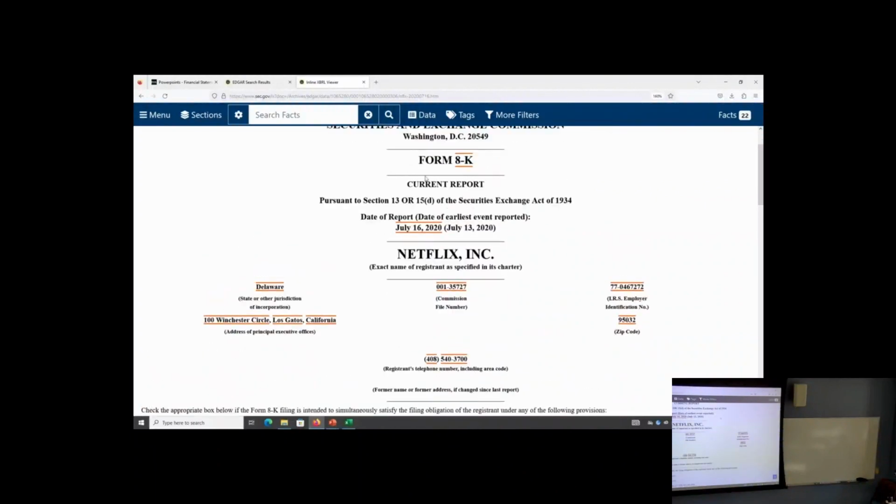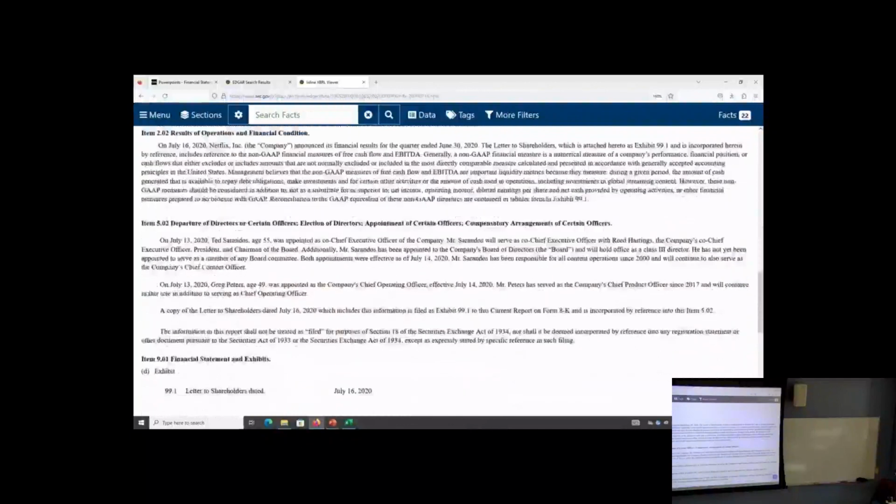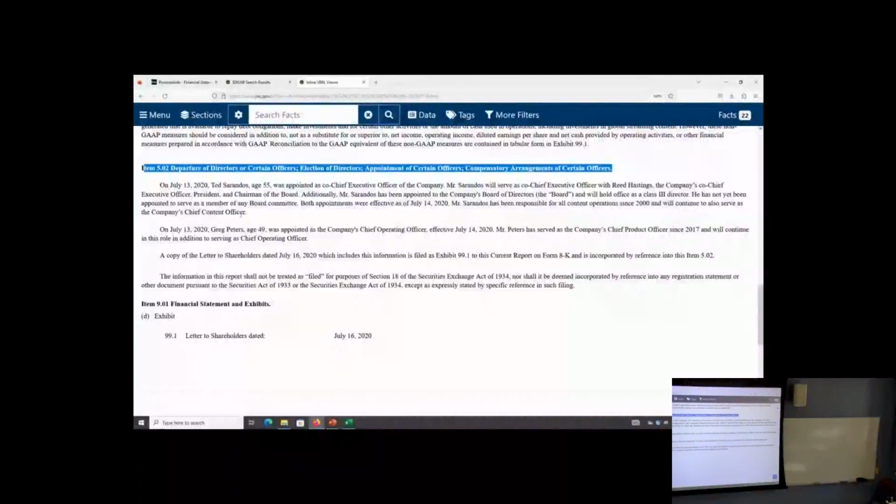All right, so 8K, current report. After companies have filed their 10Qs, 10Ks, if any material bit of information comes up, they have to file the Form 8K. So this details what exactly has changed. If there's any significant change in operations, they have to report that as well. But one of the major motivations for this filing are changes in directors of the company.